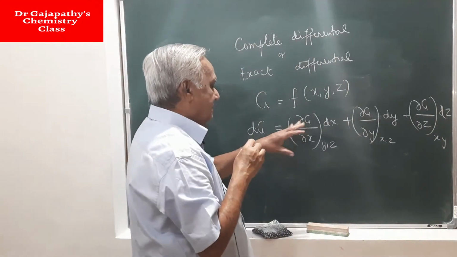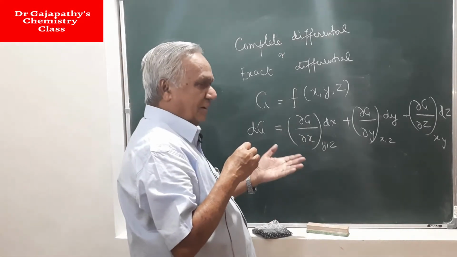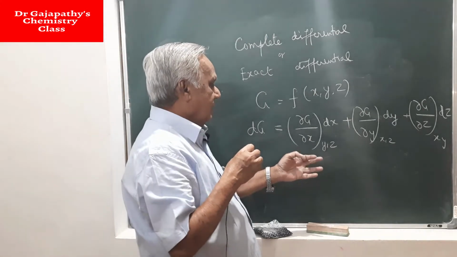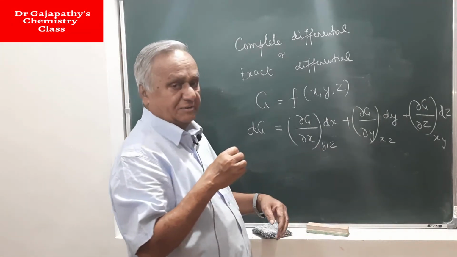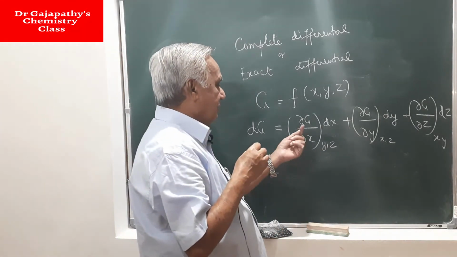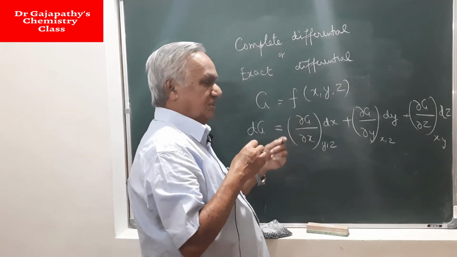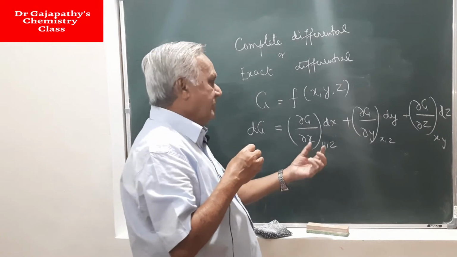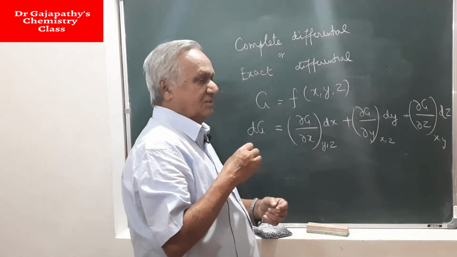The meaning of this term is very fundamental. Anyhow, let me explain that also. Keeping y and z constant, change x by 1 unit. What is the change in G? That is ∂G/∂x. And how many units have you changed? That is dx.